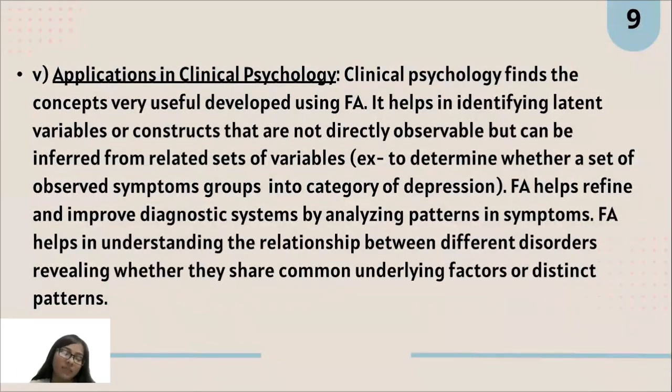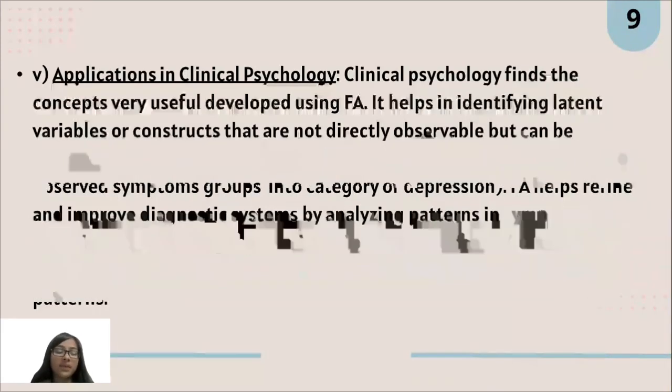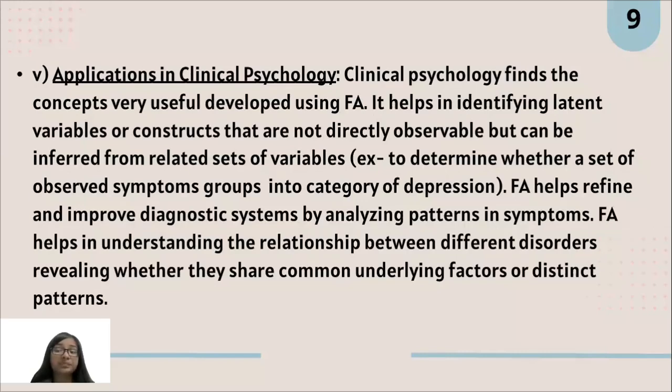So what I'll do is I'll take some symptoms of depression which I have found from my data, and then there might be some variables or constructs which cannot be directly observed. There are some symptoms which cannot be directly observed but may be faced by the person. So factor analysis helps to understand what are those latent variables or hidden variables which cannot be directly observed.